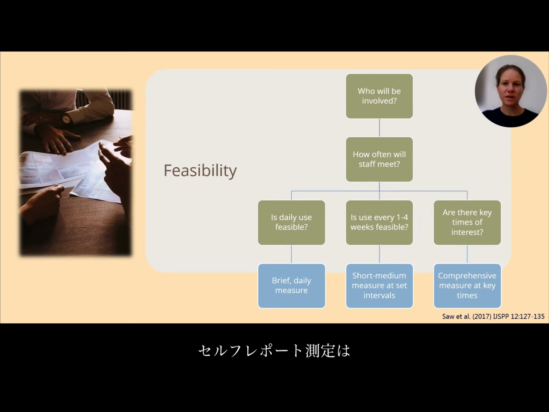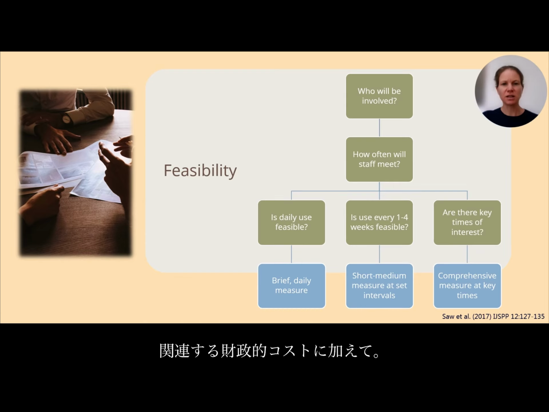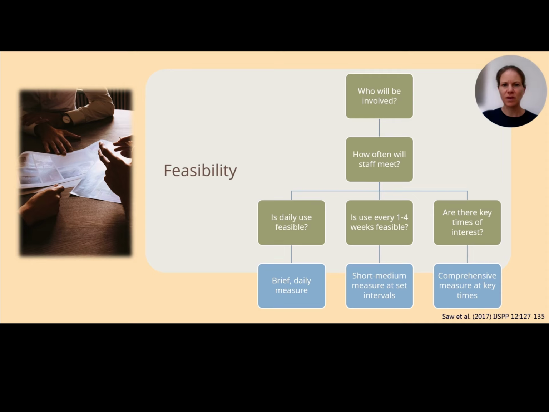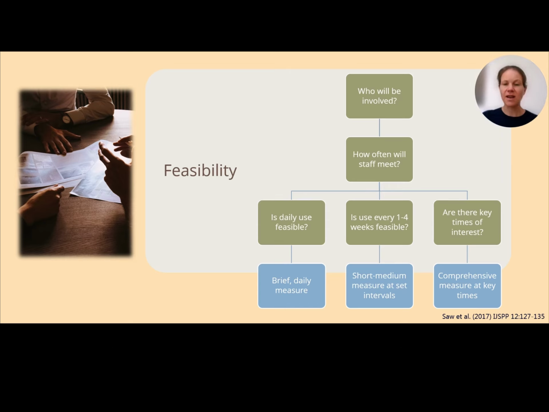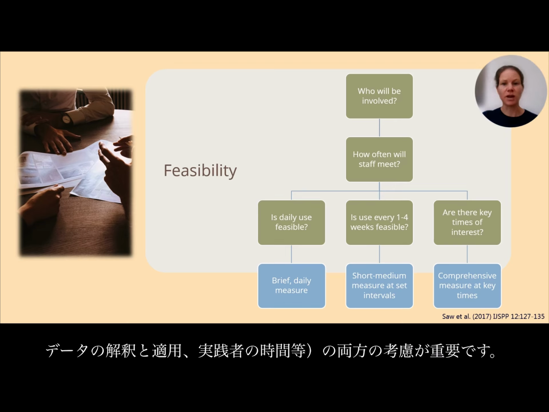A self-report measure must be feasible in regards to the time and effort required of athletes and practitioners, in addition to the associated financial costs. Who will be involved? How often will staff meet to discuss the self-report data? It is important for sports to consider both the initial investment needed to set up the measure and monitoring process, and ongoing costs of maintaining the measure, such as software updates, and interpreting and applying the data, practitioner time.